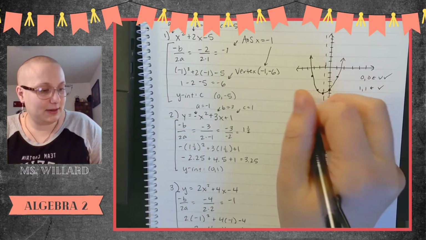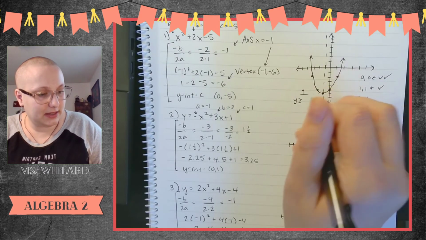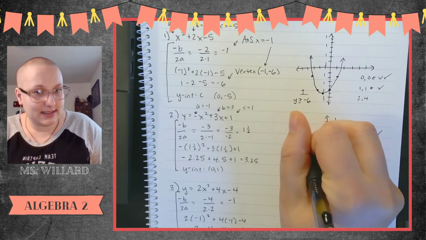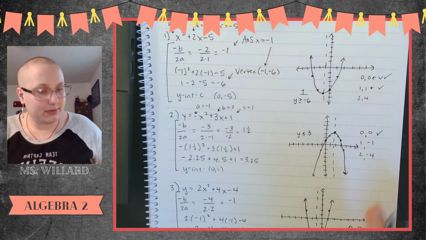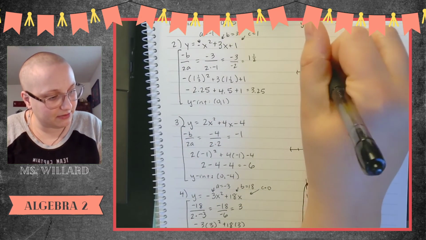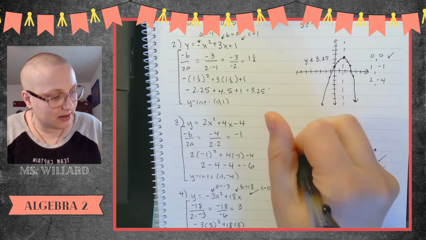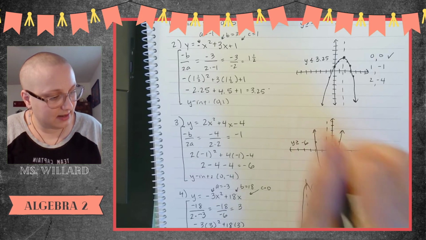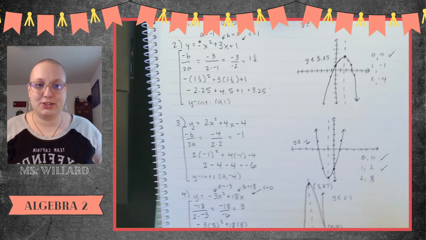And then for this one, my range is that y is more than or equal to -6. My range here is that y is less than or equal to 3. My range here is that y is 3.25. That's right, because it's this number. This one right here is that y is more than or equal to -6. And this one is that y is less than or equal to 27. So those are all my ranges.